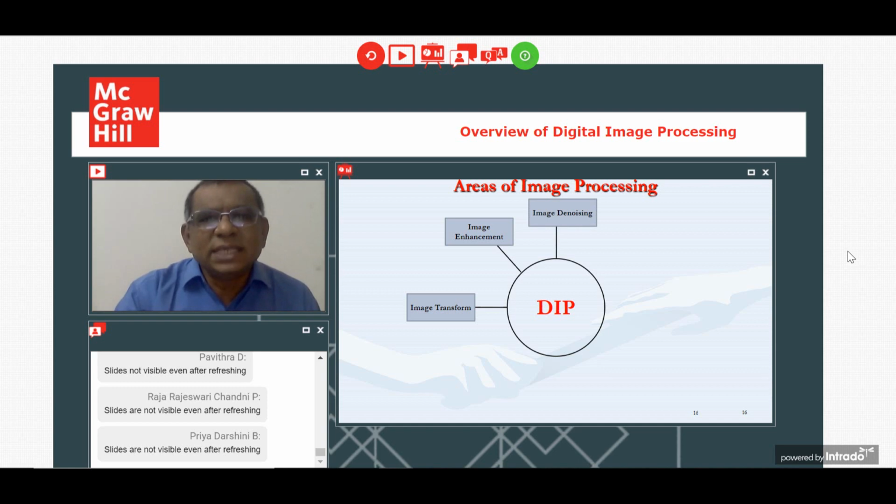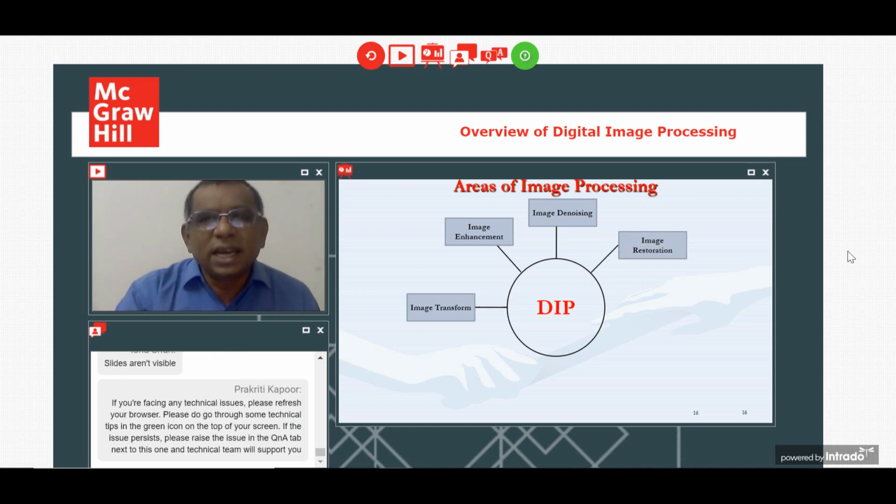Then we have image denoising. That is, if the images are corrupted during acquisition, storage, or transmission, how to overcome or minimize the impact of noise is governed by image denoising. A closely related area is image restoration. Then you have another area called compression. This deals with how to store the image effectively so that it can be efficiently transmitted from one place to another place.